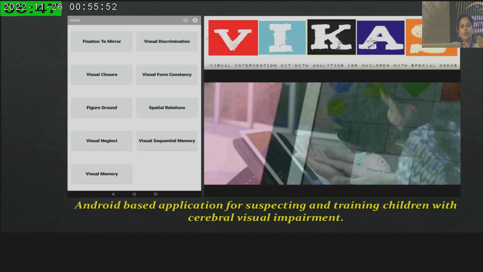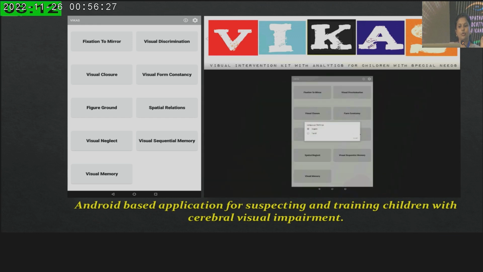Now moving on to technological advances. This is one Android application that's in-house prepared in Arvind. This app is called Vikas, Visual Intervention Kit with Analytics for Special Needs Children. This has 10 major exercises which are visual milestones camouflaged or designed as simple games for children. It has an execution phase and a training phase. Whenever you want to test a child, you can put on the execution phase and ask them to play the games. Whereas if you want to train the child, you have the exercise mode.